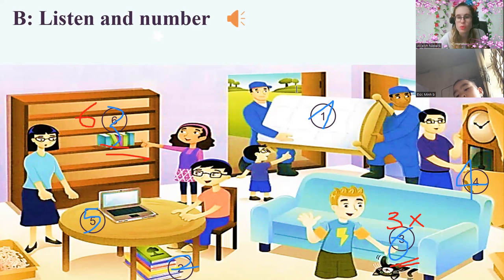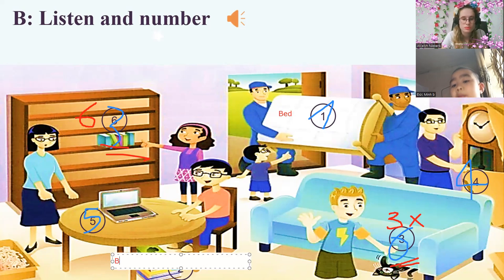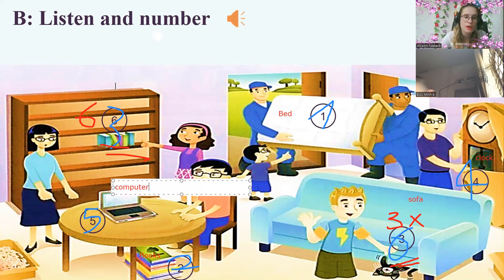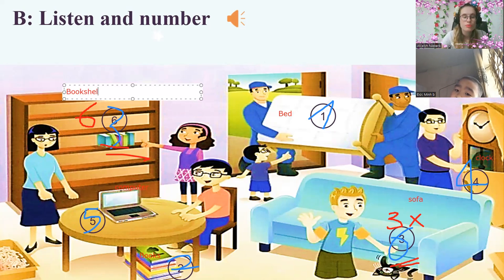All right, so what is number 1? It's a bed. Bed. Good job. What is number 2? Number 2 is books. Books. Okay, more than 1 book. Number 3. Sofa. Number 4. Clock. Clock. Number 5. Computer. Number 6. Bookshelf. Very good.